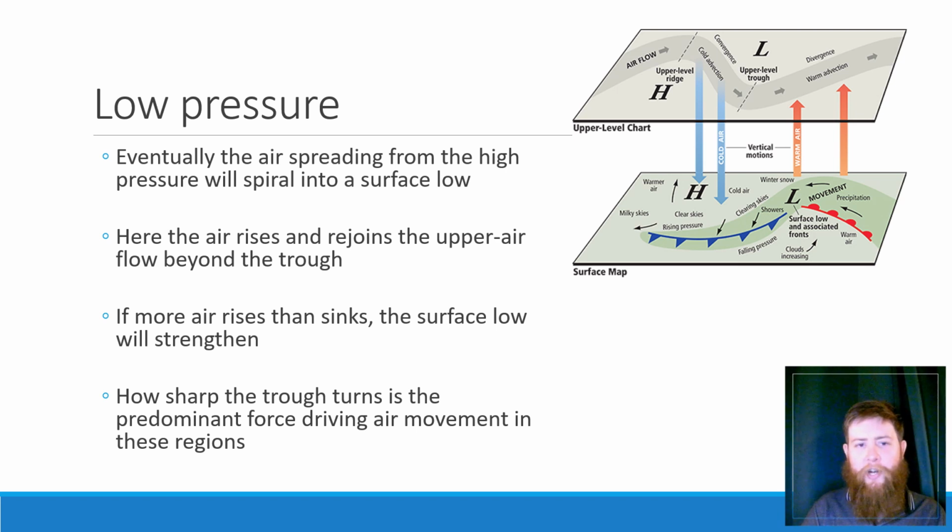So however sharp the trough is up above in the jet stream determines how much air is sinking down in here, creating high pressure on one end and low pressure on the other, causing these really strong winds.